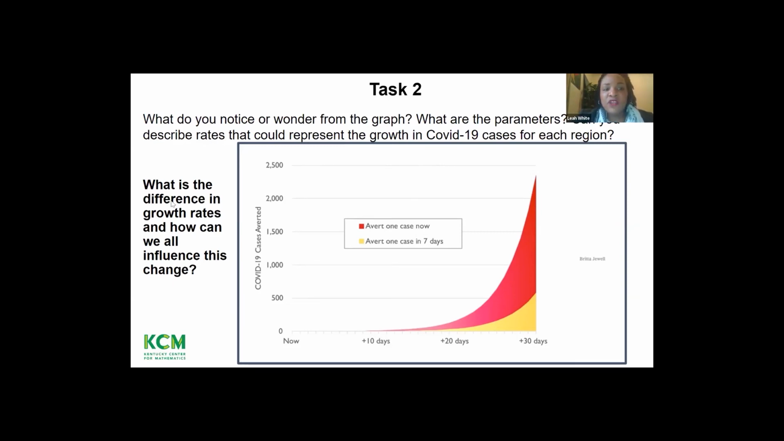You could ask the students, what's the difference in these growth rates and what can we do as individuals to make this change happen? So what do you guys think about that in reference to how students respond and what type of answers you would get from them given this visual? You can just share out.